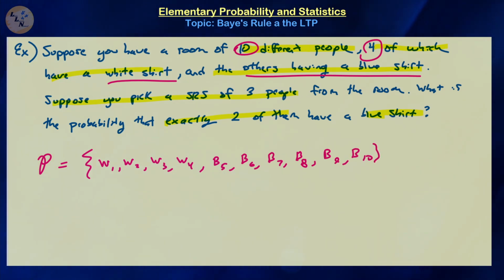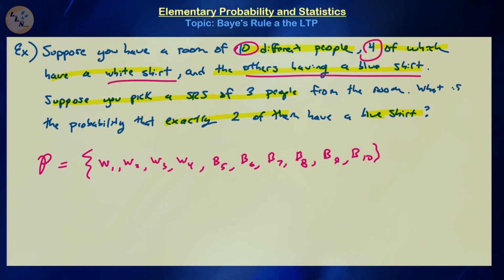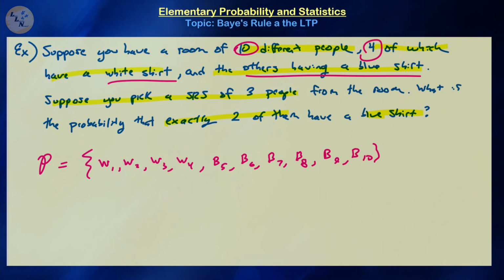Keep in mind that not necessarily do I need to write this as WWWWBBBBBB, because I'm interested in having different people in my sample, right? So that's why I've indexed these things from 1 to 10, indicating person 1 through person 10, in addition to the special characteristic that is associated to their particular shirt color.